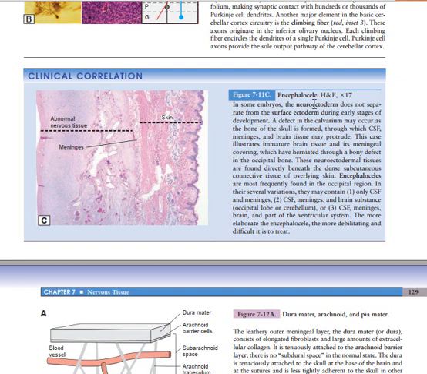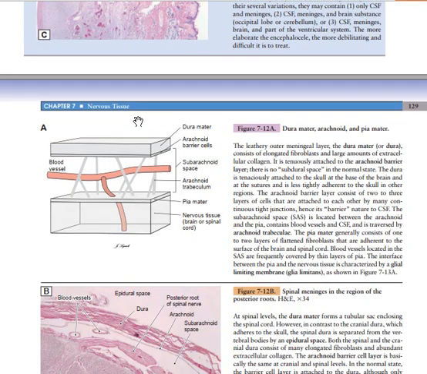So that's an encephalocele. Now on the histologic section, the problem is that the skull has not been produced, so the skin is directly in contact either with the meninges or with the nervous tissue, that is the brain.